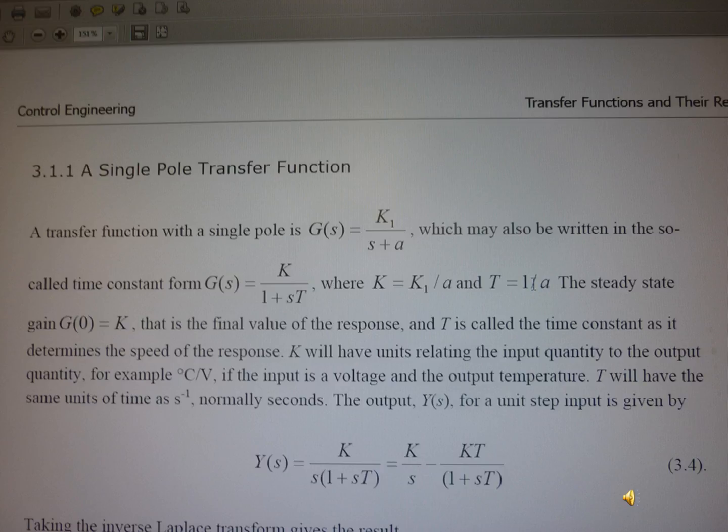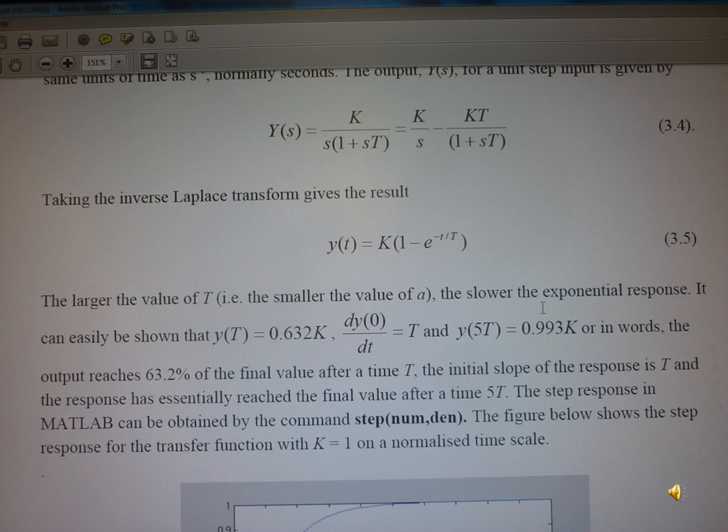For the output function, Y(s) equals K divided by s multiplied by (1 plus sT), and also K divided by s minus KT divided by 1 plus sT. If you factorize that equation, you get K by s minus KT divided by 1 plus sT. In this case, this is a Laplace transform.